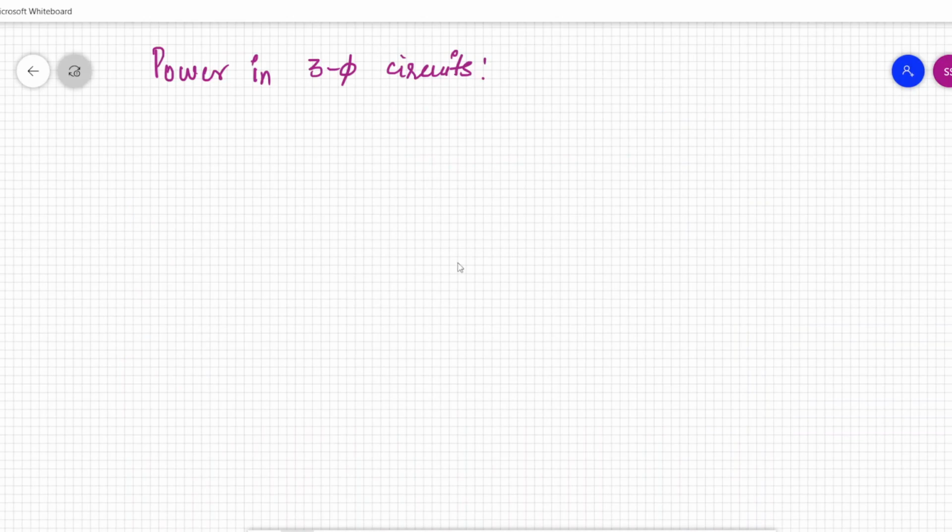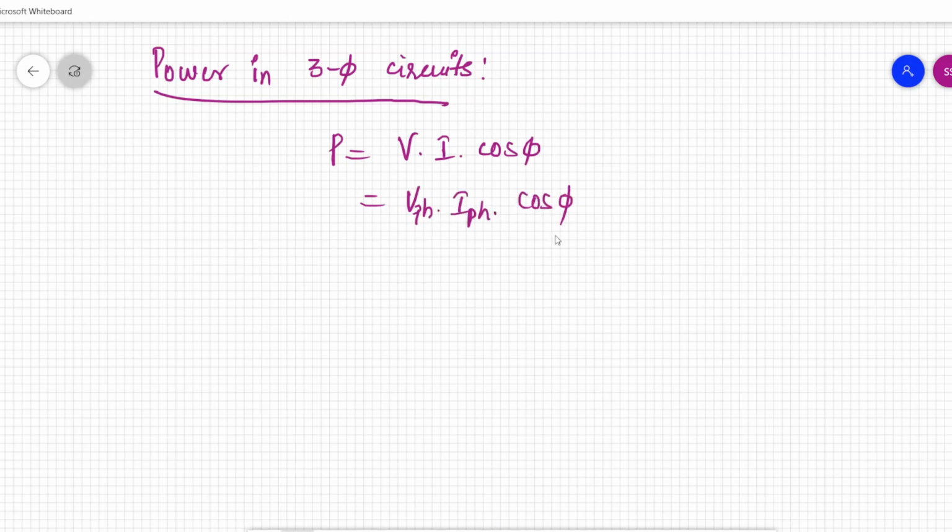Okay, now let us find power in three-phase networks. What was the expression for power in a single-phase network? That was V into I into cos φ. As it was single phase, that was V phase into I phase into cos φ. Now let us find the power consumption in three phase. For three phase, it will be multiplied by 3: 3 into V phase into I phase into power factor cos φ.